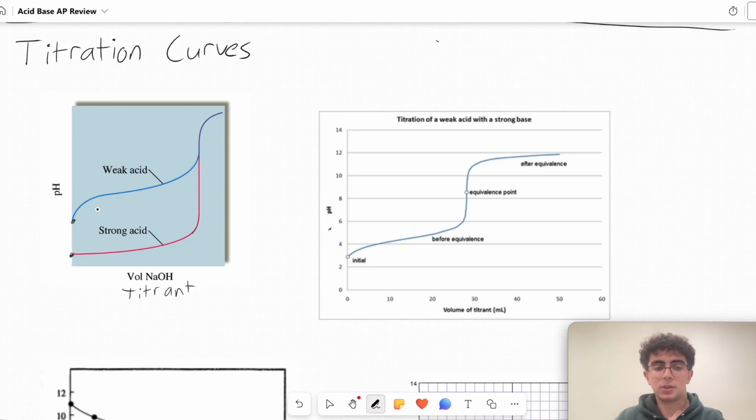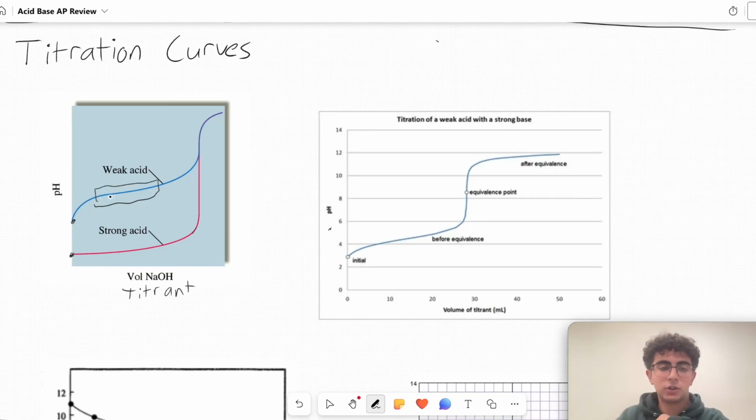Now, what I just talked about, the buffer region, that's this right here. So with a weak acid, how it works is it starts off here, and then a little bit of OH minus gets added, so it shoots up, and then it forms the buffer. So even though you're adding more OH minus, the buffer resists that change in pH. If you want to know more about buffers, that's in the last video.